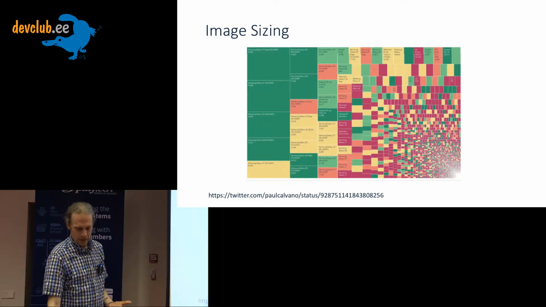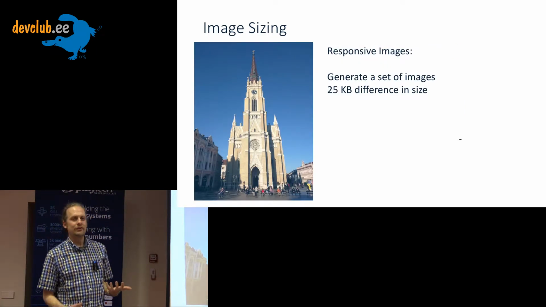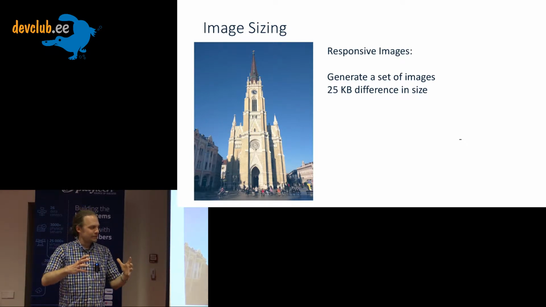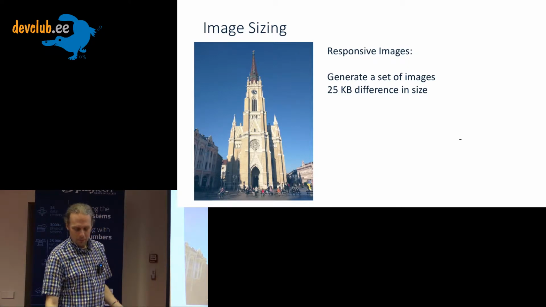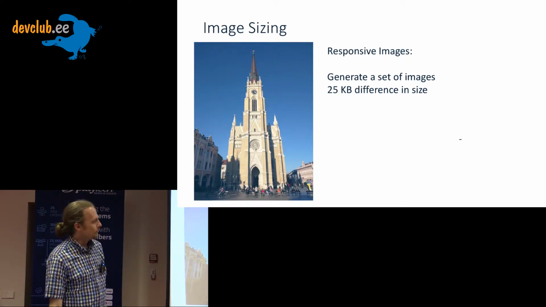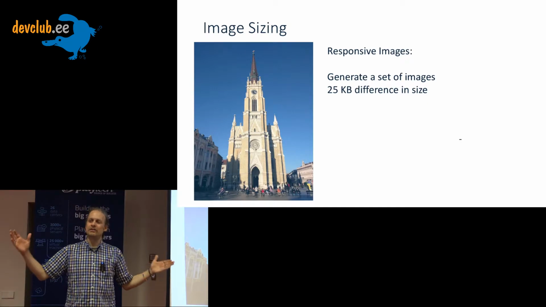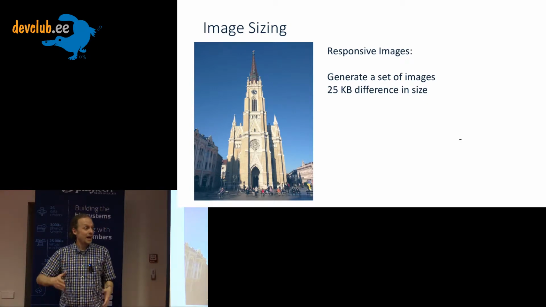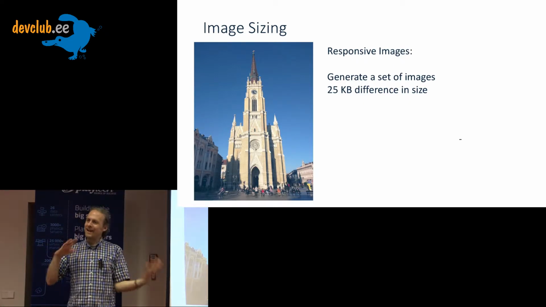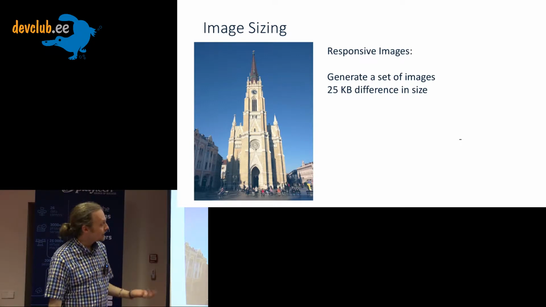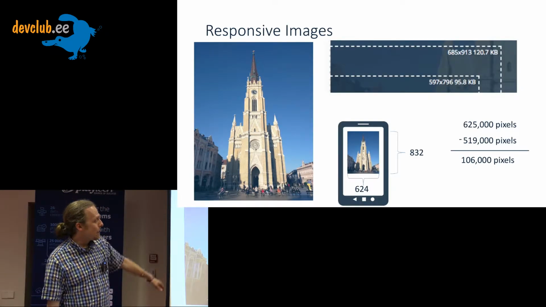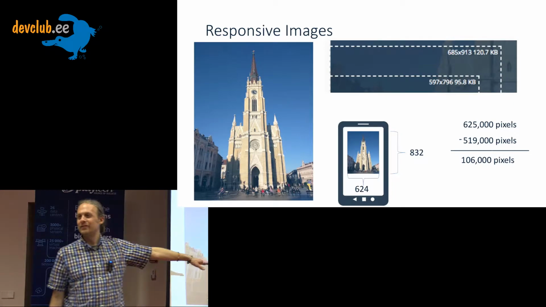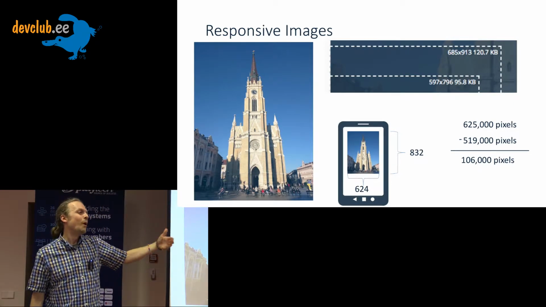And so of course, responsive images are the answer, right? Generate a bunch of different size images so that you get the right size image for the mobile device in question. In this case, I'm generating a bunch of images that are 25K different in size. I'm going to generate 20 different images. That may be too many for you, maybe you only need 3 or 4. Look at your analytics, see what your customers are using, and generate those images. But now when I generate the right size image, I'm only wasting 100,000 pixels instead of 12.5 million.